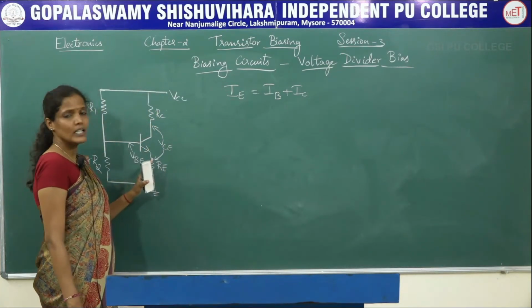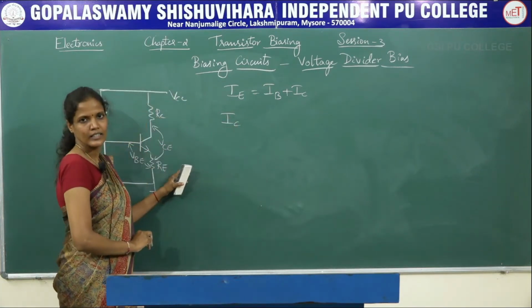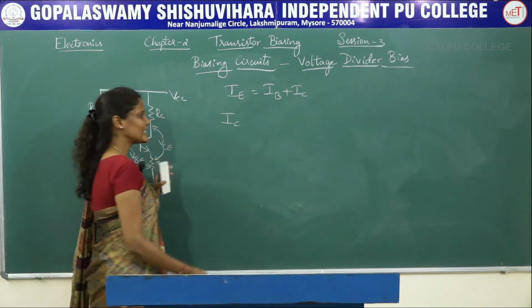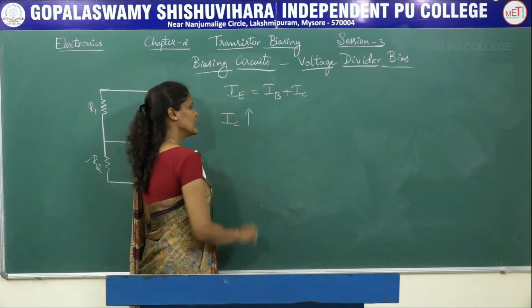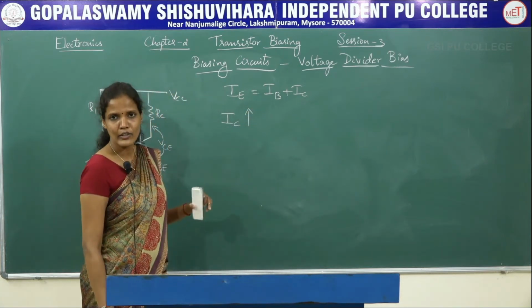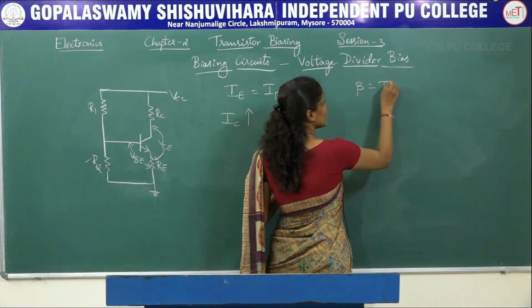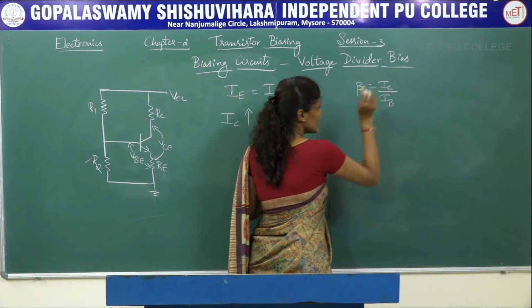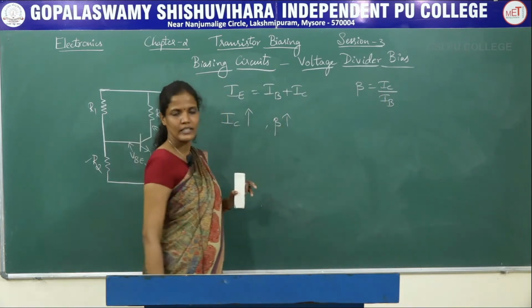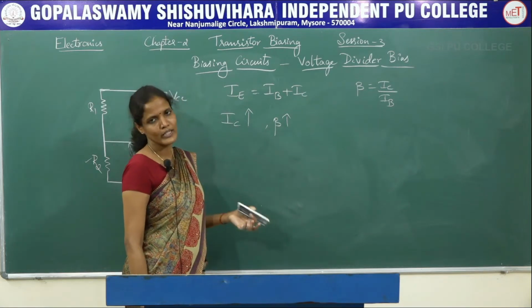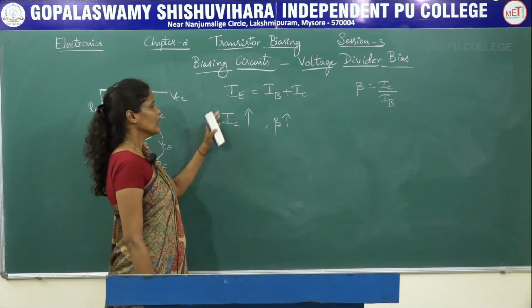As and when the temperature changes, IC will vary. Let us consider that the temperature is increasing. When the temperature increases, what happens to the IC value? Obviously it will also increase. Since beta is equal to IC by IB, if IC increases, what happens to the beta value? Beta value will also increase, right? So the beta value will also change.